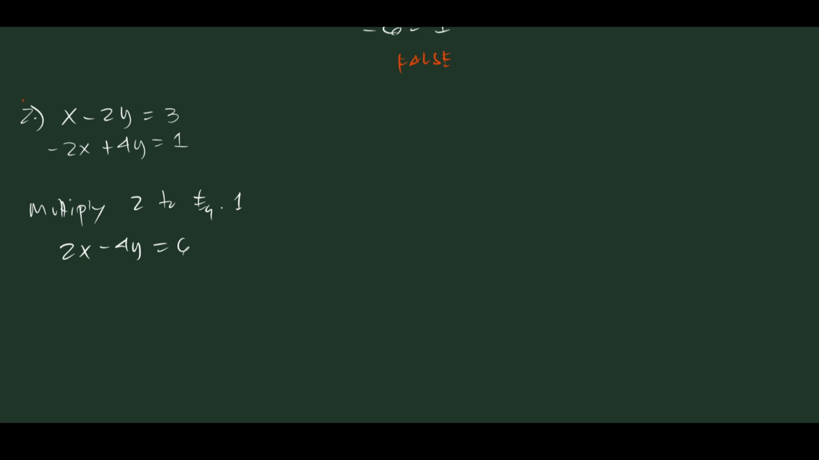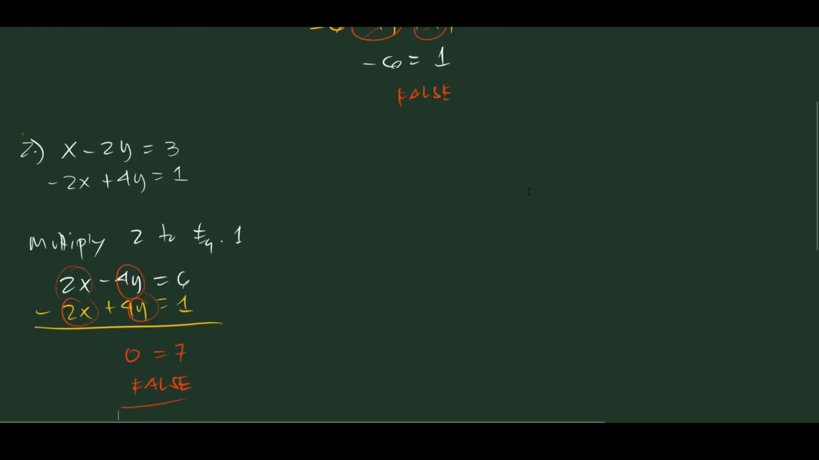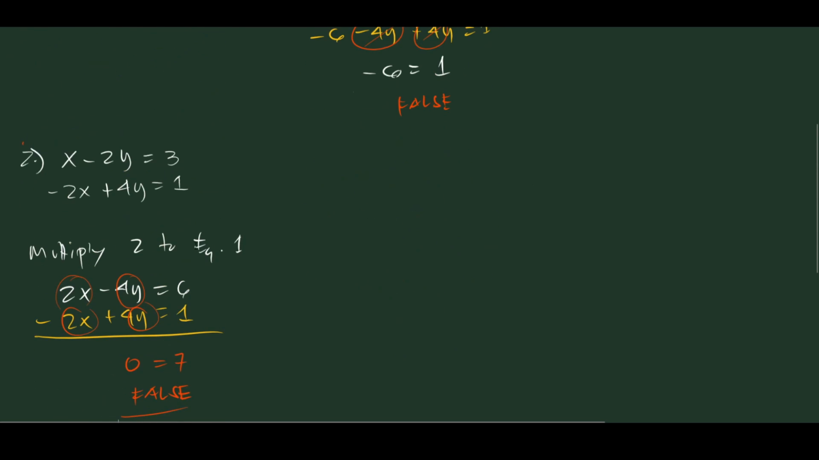And then we add it to our equation 2: 2x plus 4y is equal to 1. If we add them together, what will we get? This will be 0, right? And this will also be 0. So we get 0 is equal to 7, which is also false, right? So what we got in the substitution method is false, and also for the second method.